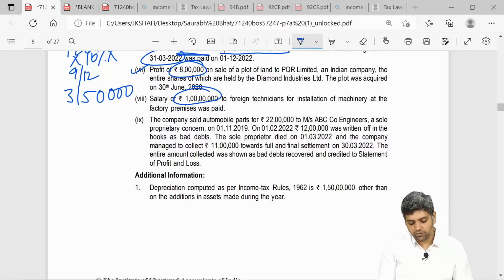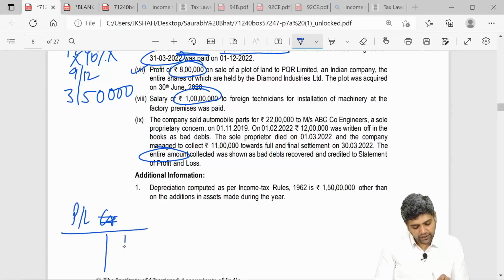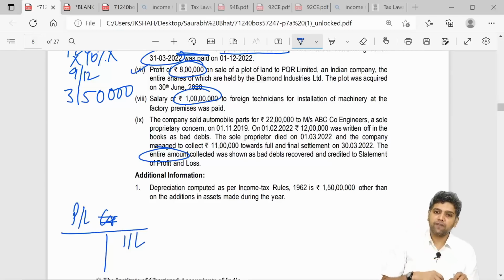On 1st Feb 2022, 12 lakh rupees was written off in the books as bad debts. The sole proprietor died on 1st of March 22 and the company managed to collect 11 lakh rupees towards full and final settlement. The entire amount collected was shown as bad debt recovered and credited to the statement of P&L. Now friends, in my P&L, how much amount have I credited? I have credited the entire 11 lakhs. So now I will see that 11 lakhs I have shown as income.